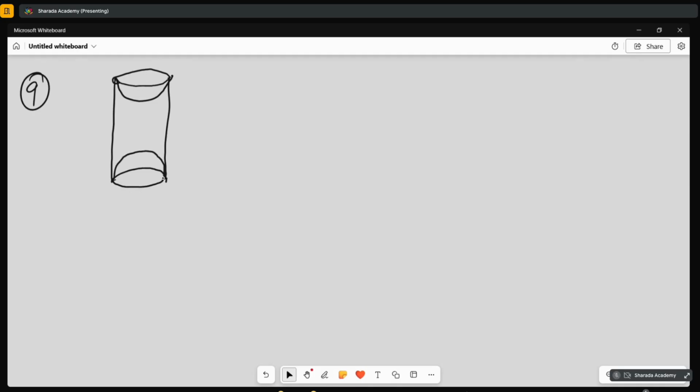Okay. A wooden article was made by scooping off a hemisphere from each end of the solid cylinder as shown in the figure. If the height of the cylinder is 10 centimeter, this is 10 centimeter, and its base is of radius 3.5 centimeter. So radius it is 3.5 centimeter. Find the total surface area of the article.